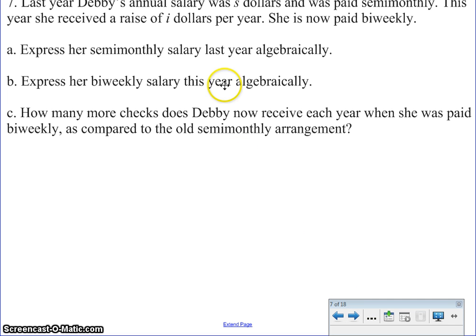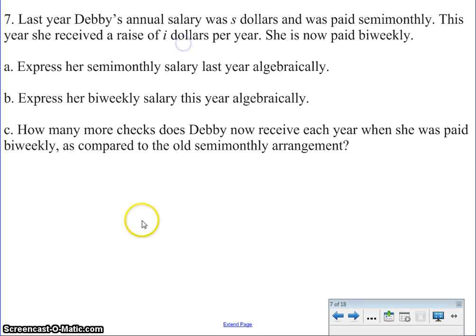All right, last year Debbie's annual salary was S dollars. She was paid semi-monthly. So semi-monthly is 24. This year she received a raise of I dollars per year, and she's now paid bi-weekly, which is 26. So it says express her semi-monthly salary last year algebraically. So her annual salary, how much she earned for the whole year, was S, and she received 24 paychecks. So if we divide that salary by 24, that gives us her paycheck algebraically.